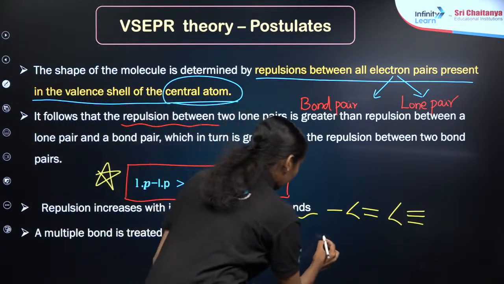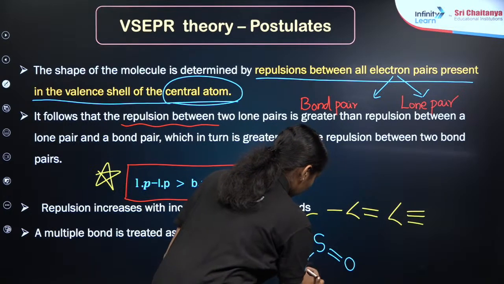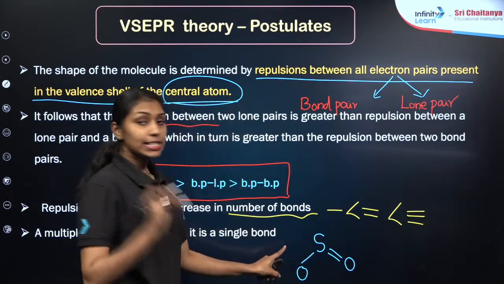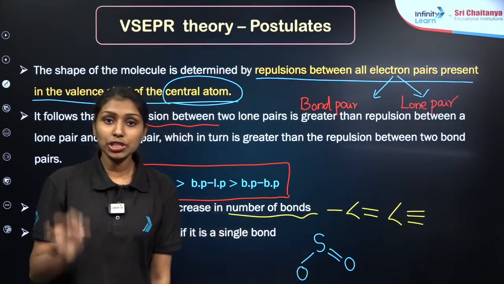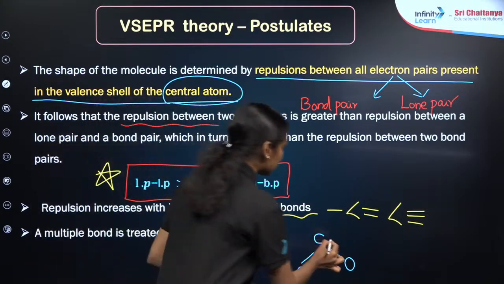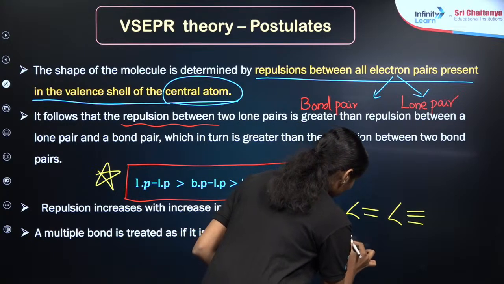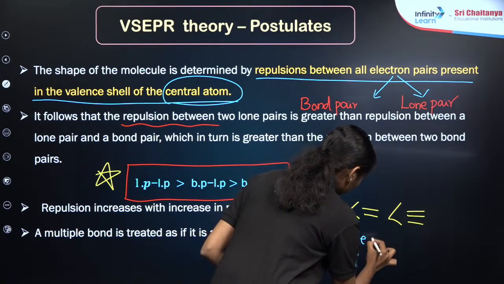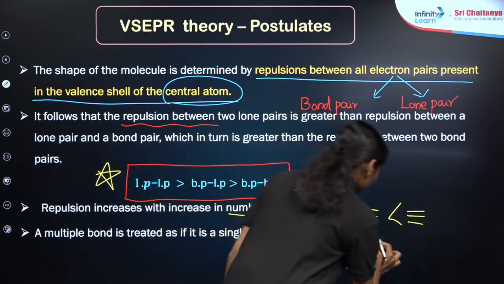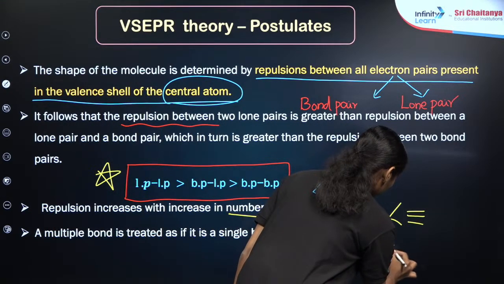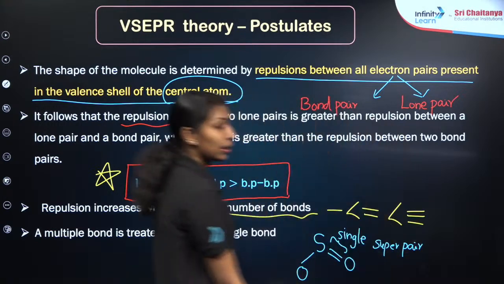For example, if I am taking any molecule here, this will be our molecule. So in total, it contains 3 bonds, right? 3 bond pairs. But according to VSEPR theory, we will consider this double bond also a single bond, right? We can call it a single bond or single electron pair in case of double or triple bond. Clear?